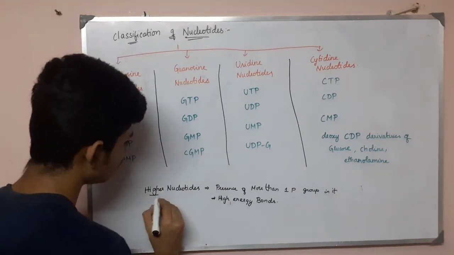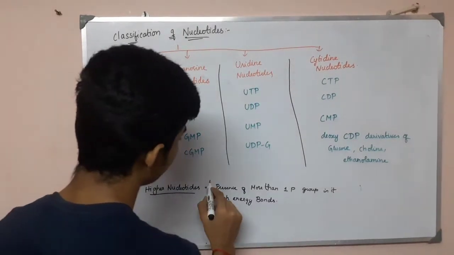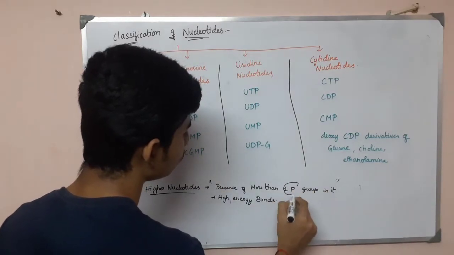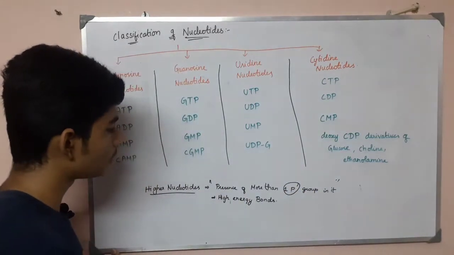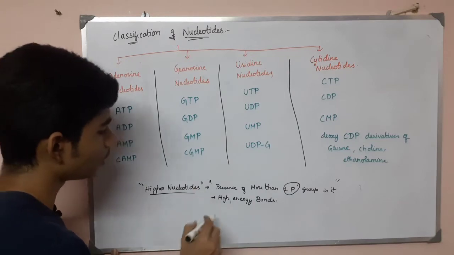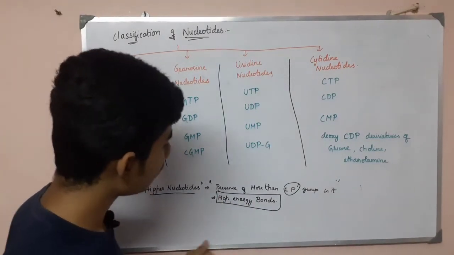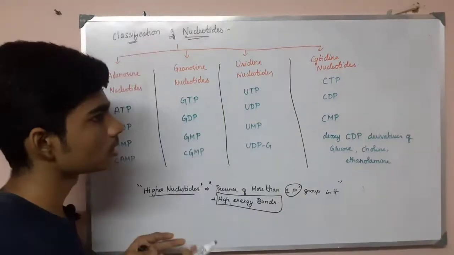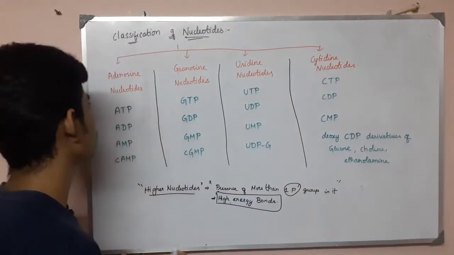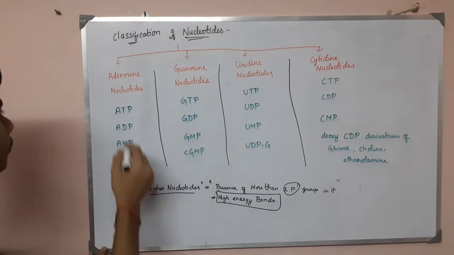These are called higher nucleotides. The presence of more than one phosphate group in a compound makes it a higher nucleotide, and there will be high energy bonds in it. Energy is stored in their bonds. So this is the classification of nucleotides.